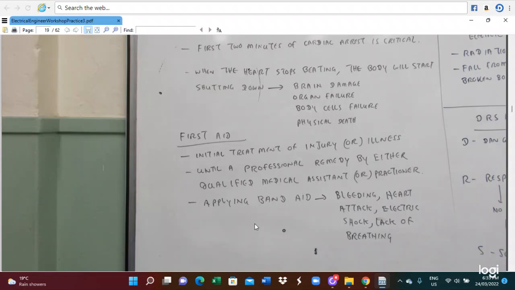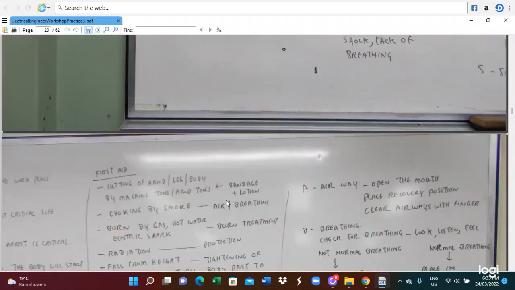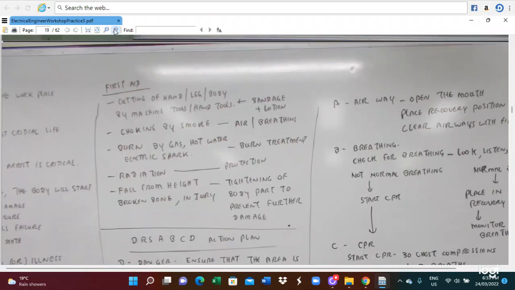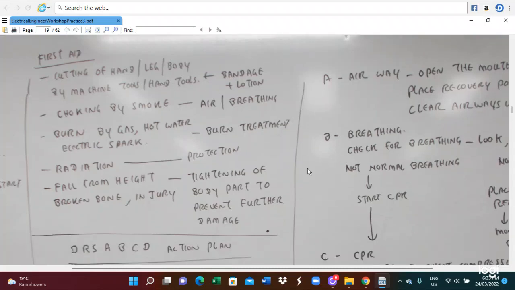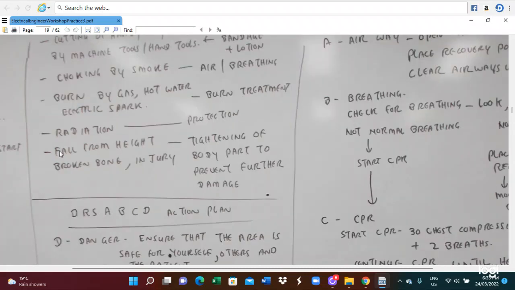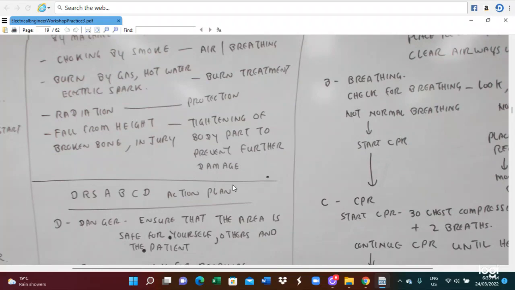In this case, we have to provide bandages for bleeding, heart attack, electrical shock. Especially sometimes you cut your hand, leg or body. In this case, machine tools and hand tools can cut the hand, leg and body, so we must provide bandage and lotion. For choking by smoke, we must provide air and breathing. For burns by gas, hot water or electrical spark, burn treatment must be applied. For radiation, we must provide protection. For a fall from height with a broken bone, tighten the body part to prevent further damage. This is the way to provide first aid.